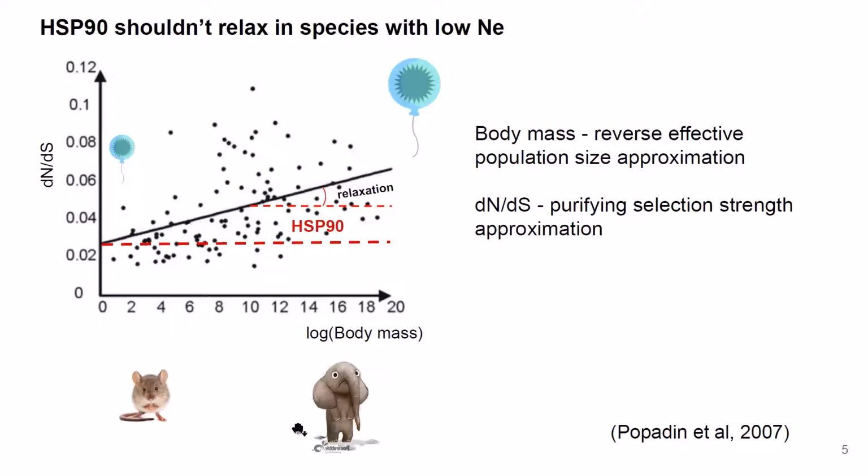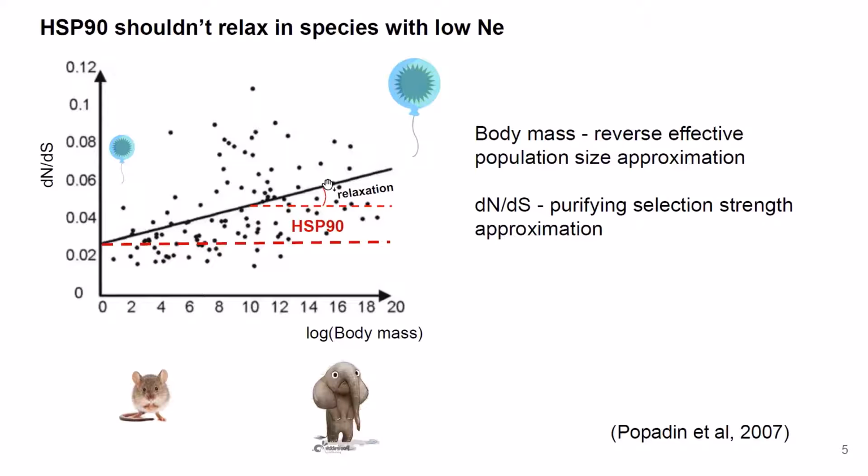Then it is known that species with a low effective population size accumulate more non-synonymous substitutions compared to species with high effective population size. And to hide all this, the balloon of such species should be bigger. And on this picture, we see that if we regress the NDH ratio, which is the ratio of non-synonymous to synonymous substitution rate, and its approximation of the strength of purifying selection against body mass, that is a reverse approximation of effective population size, we will see the positive slope, and we call this slope relaxation of purifying selection.